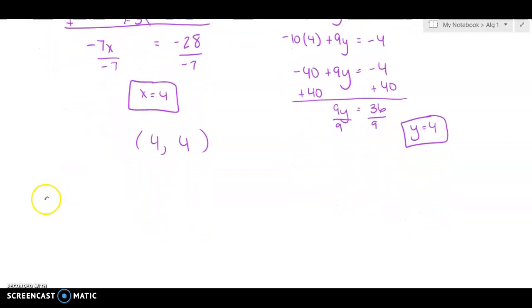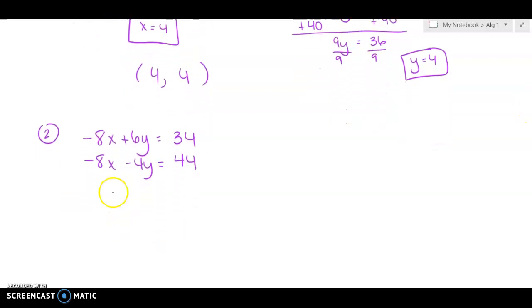Then they also get a little bit more difficult. If you have something like negative 8x plus 6y equals 34, and negative 8x minus 4y equals 44. Again, the goal is to have the coefficients of either x or y be the same number but opposites. Notice that the coefficients of x are the exact same number. They are not opposites. So we're really close. Y is totally different. So let's see what our x is.